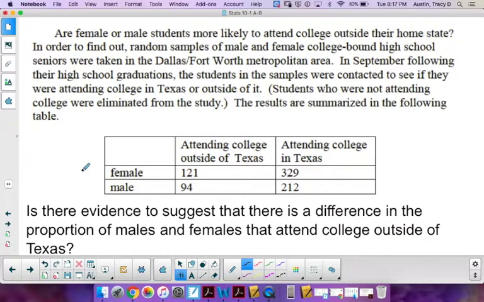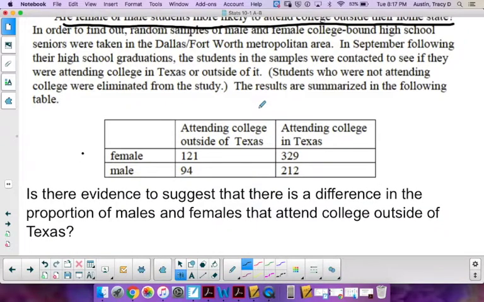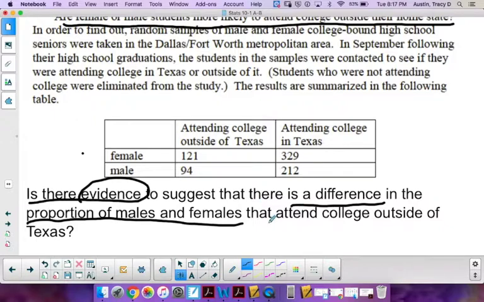Let's work through this one real quick, make this a very short one. Are male or female students more likely to attend college outside their home state? That's what they're asking. So is there evidence, there's your keyword, that it's a Ho-Ha, to suggest that there is a difference, which means all they care about is the not equal to, in the proportion of males and females, so that's the way we're going to subtract, that attend college outside of Texas.